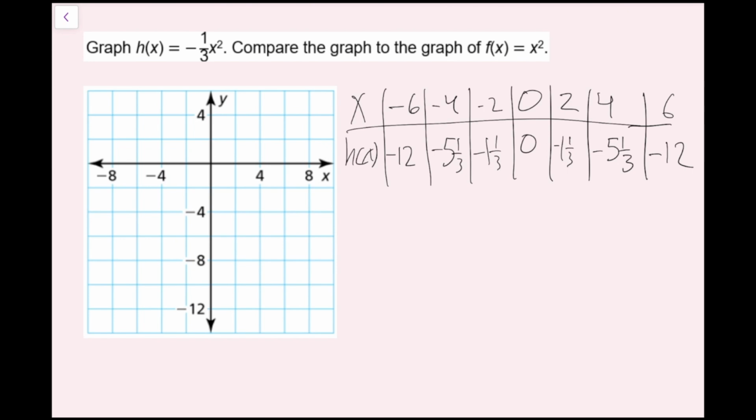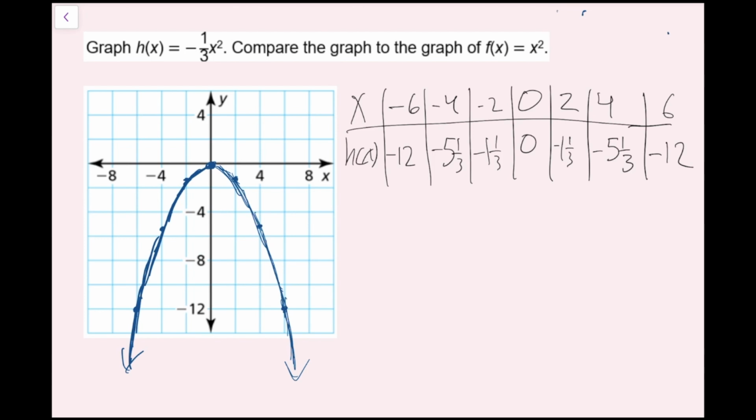So now I'm going to plot all these points. I'll do these ones in blue. Now I'm going to sketch my parabola through these points. So something like that. Now I'm going to graph my parent function, f of x equals x squared.